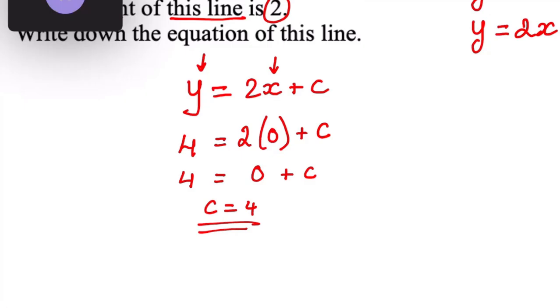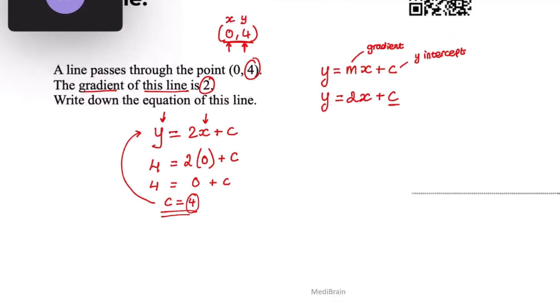Now we know that c is equal to 4, we can substitute c back into the original equation. So we know that our final equation is going to be y equals 2x plus 4.